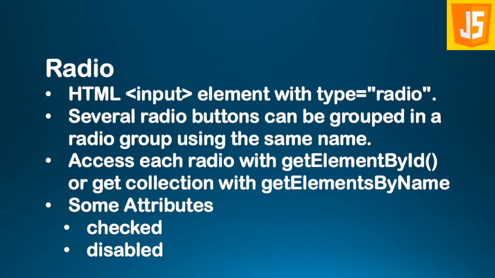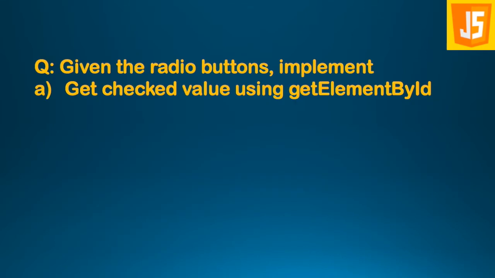We access each radio with get element by ID, or the other way we use is to get the collection with get elements by name, and we will see both the cases. And some attributes are checked and disabled. So very similar to checkboxes, checked and disabled attributes are there. So let's look at a couple of use cases and examples.